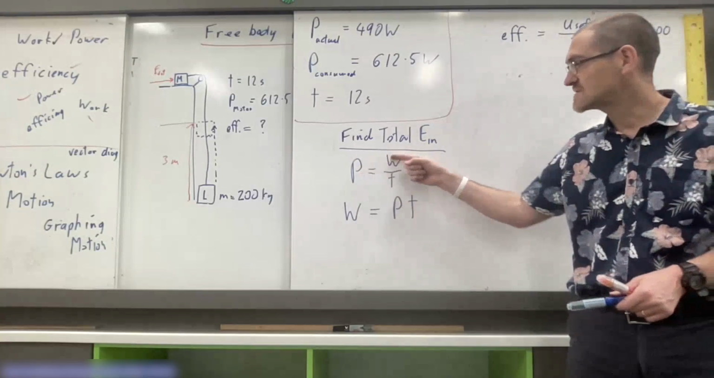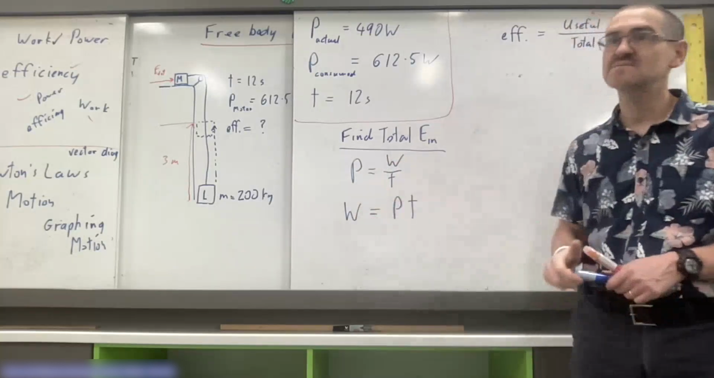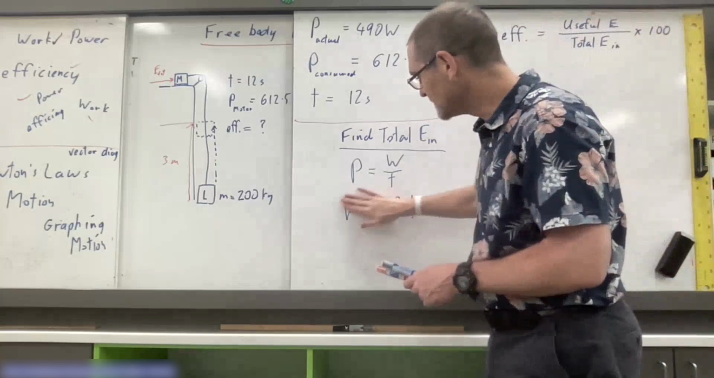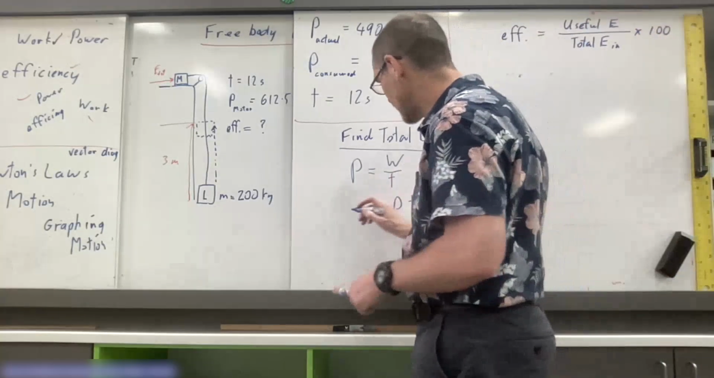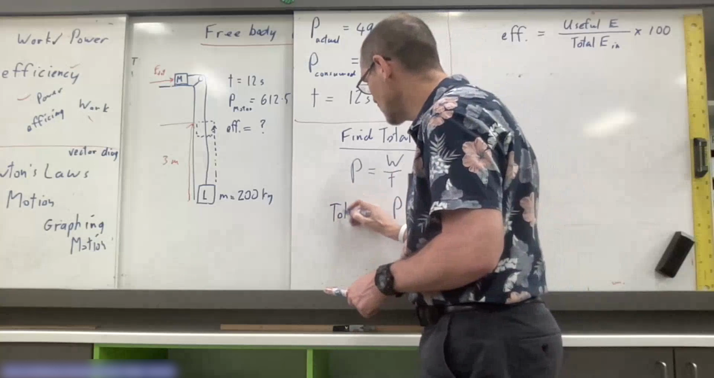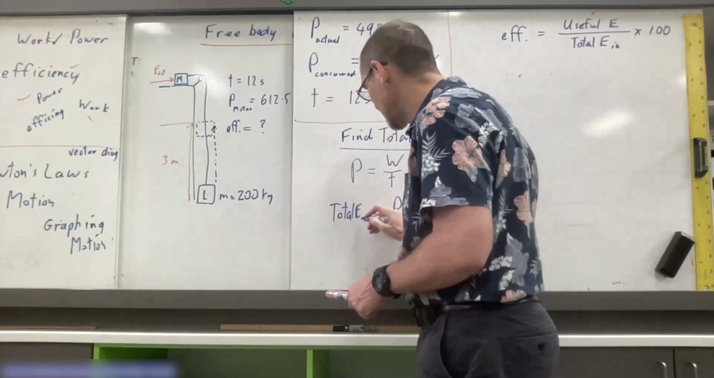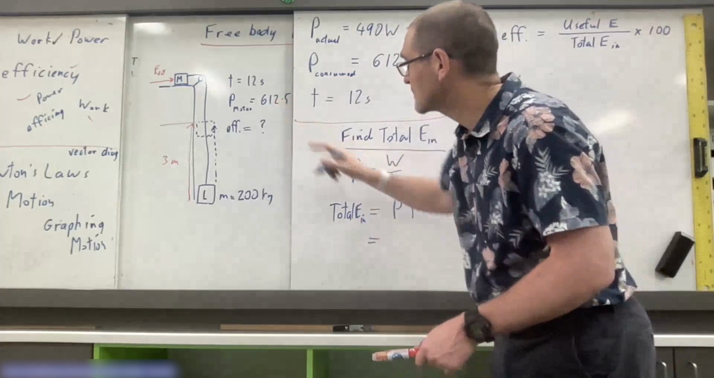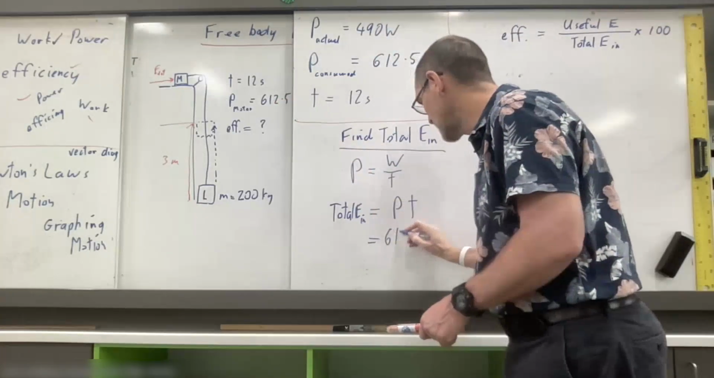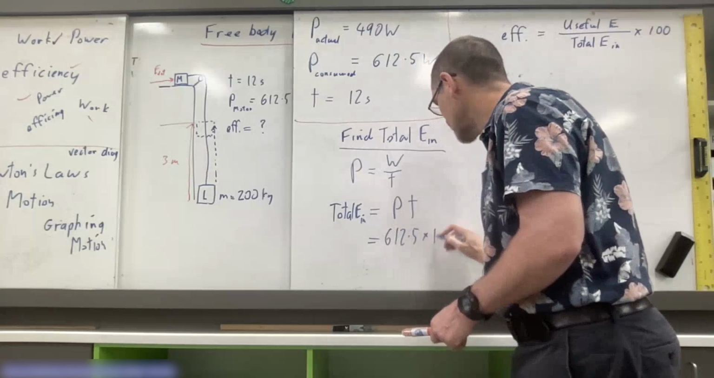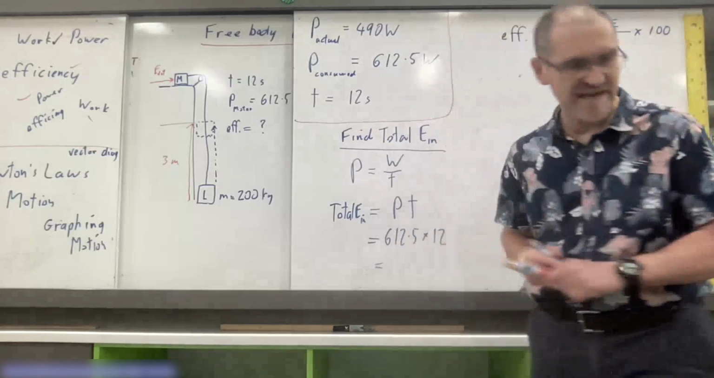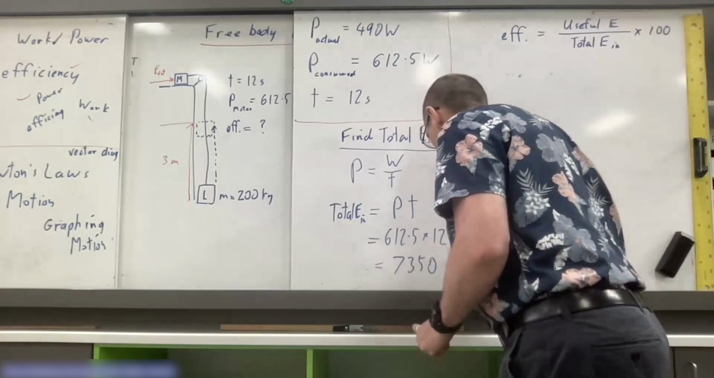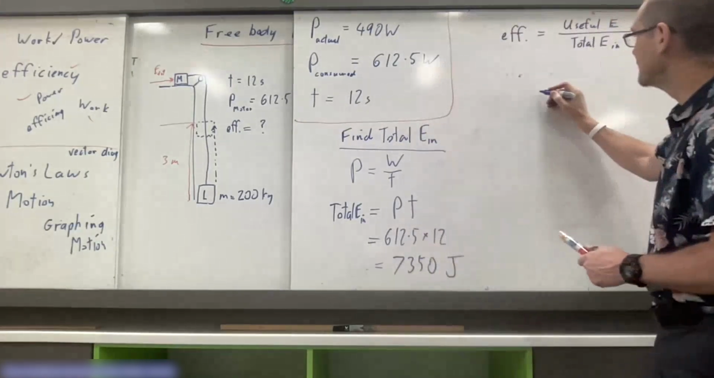Anytime you have an equation, this equals that, rearranging it seems to be something we need to practice, okay? So this work here, I'm going to rub it out. At this particular equation, this is total energy in equals PT equals, we said it was 612.5 times by 12 seconds equals whatever that equals. 7350 joules, okay?